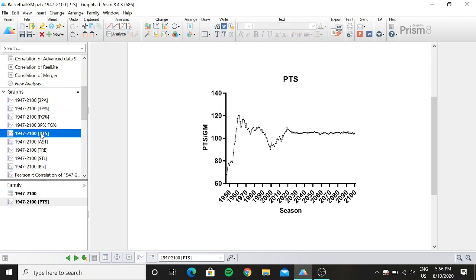If we take a look at points, we see a trend that's very similar to what we'll see happen in real life. As many of you know, in the 60s and early 70s, the game was much faster and a lot more points were scored.